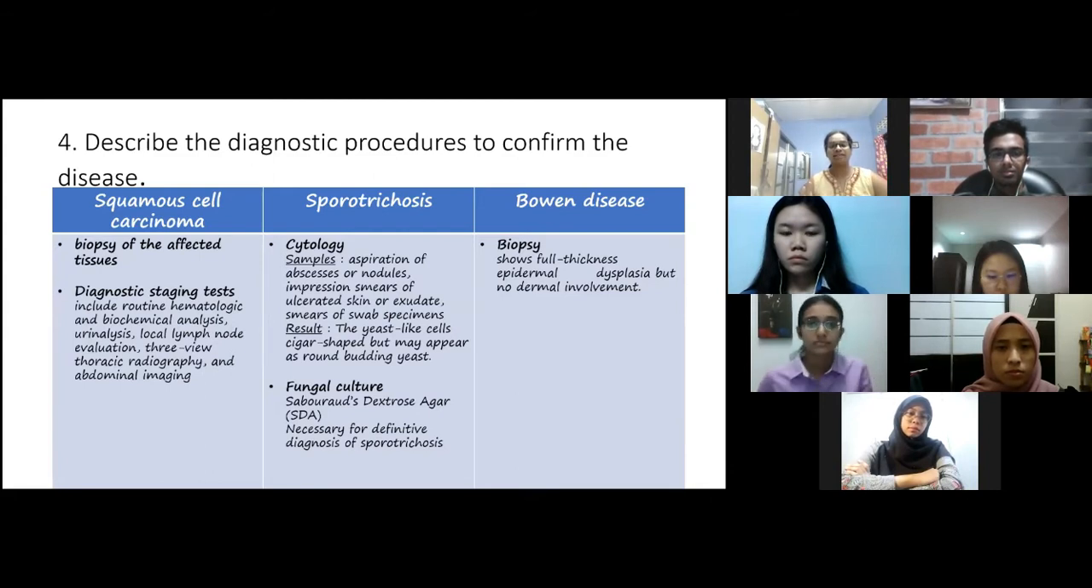And the third DDX, for Bowen disease, is just a biopsy. It shows full thickness epidermal dysplasia, but there is no dermal involvement, meaning this is only till the epidermis.